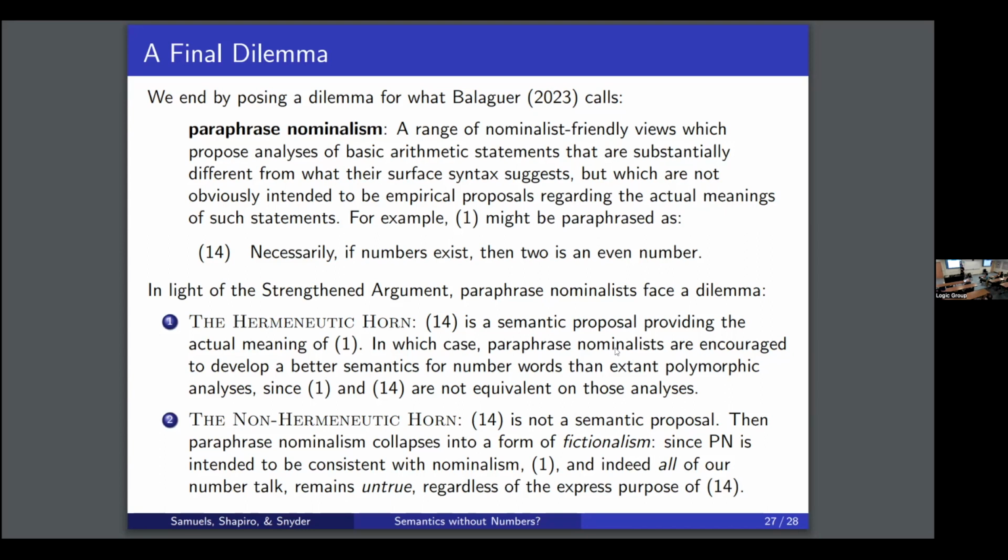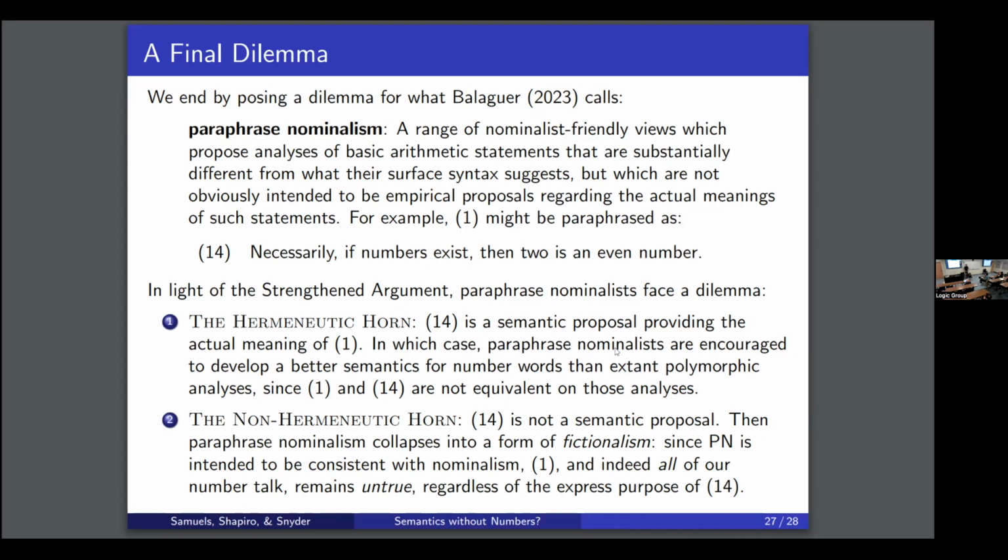So for example, you might think that the original statement, 2 is an even number, should be rendered formally as something like: necessarily, if numbers exist, then 2 is an even number. Several philosophers have defended a view like this. Sometimes it's called if-thenism. Hilary Putnam defended the view at one point. Stephen Yablo has recently defended the view. Geoffrey Hellman might be considered to be someone who defends this sort of view.